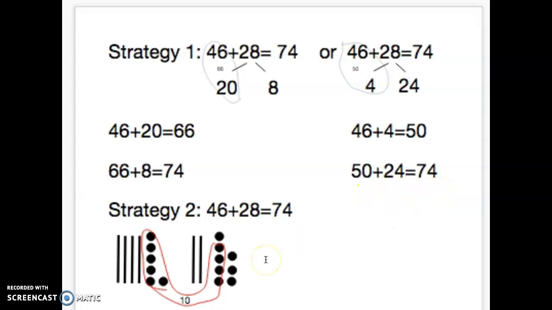For strategy 2, where you draw your quick tens and ones, I drew 4 tens and 6 ones. Then I drew 2 tens, 8 ones. I had 6 ones right here, and I know that 6 plus 4 make another 10. So these 6 ones plus these 4 ones make a 10. So now I have 7 tens and 4 ones.